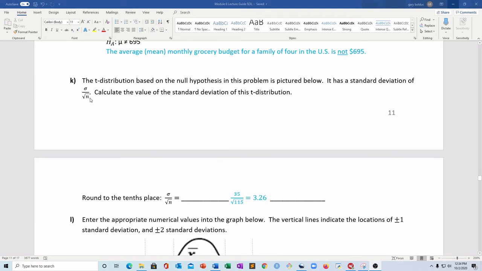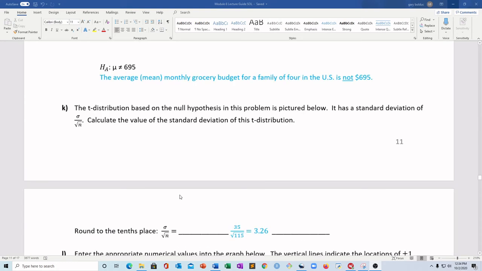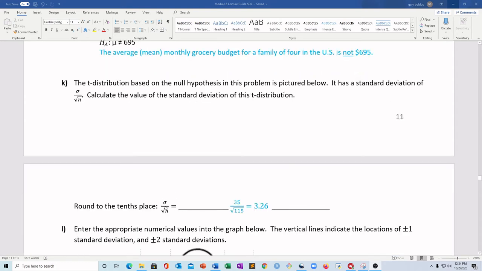The formula for quantitative is given here, right? So let me zoom in a little bit more. It's sigma divided by the square root of n. We already labeled these. 35 was our claimed population parameter for the standard deviation. 115 was our sample size. I plug that in, I get 3.26.